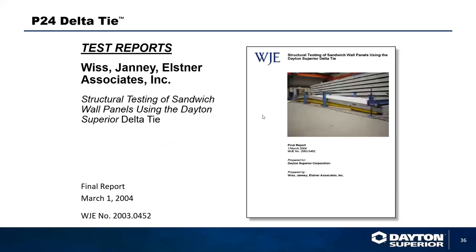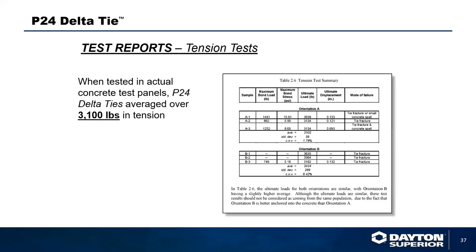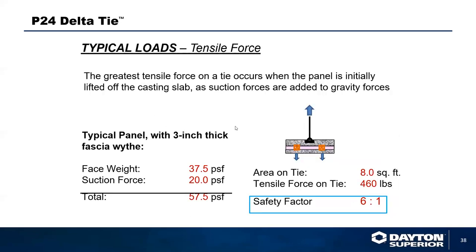For the physical characteristics, you've got the test reporting done by Wiss, Janney, Elstner, a major reputable firm out of Iowa. Typically in the test reports, we have tension reports showing that the delta tie averages about 3,100 pounds in tension, which means roughly we have about a 6-to-1 safety factor.